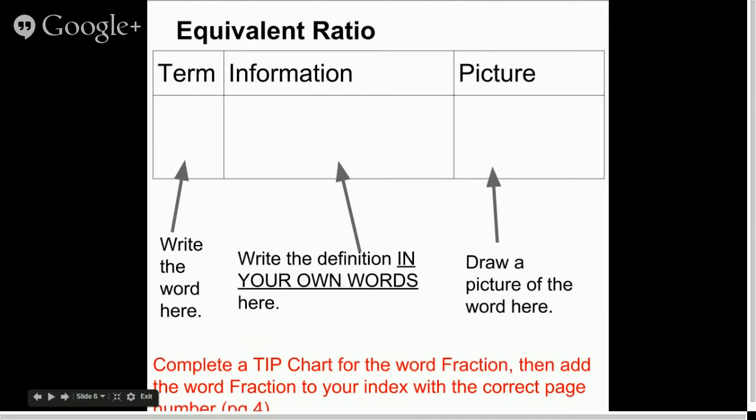Take a second to complete this tip chart for the word equivalent ratio, and then add the word equivalent ratio to your index with the correct page number. Go ahead and pause it. All right, make sure you added this to your index. Don't forget that.